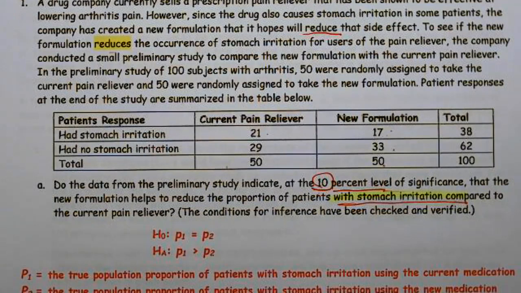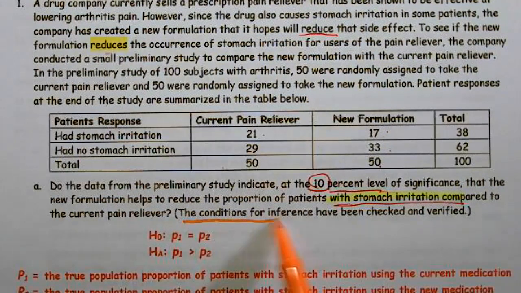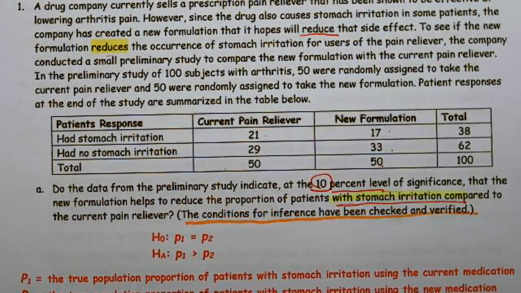And I wanted to address that, the conditions of inference having been met and checked, real quickly. If they tell you it's been met and checked, that means you don't have to do it. And always be cautious. If you provide extra information and it happens to be wrong, they will deduct points. So if they tell you it's been checked and verified, you probably don't want to check and verify it yourself, because if you make a mistake, they will count it wrong. Now, if you do it correctly, it's not a problem.